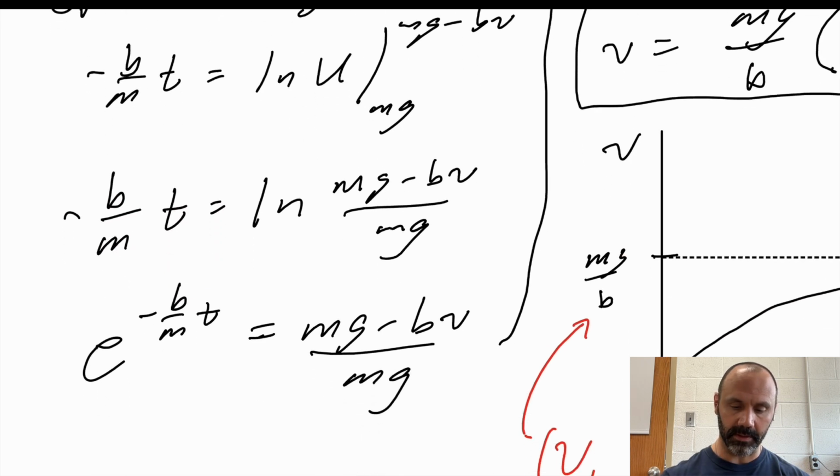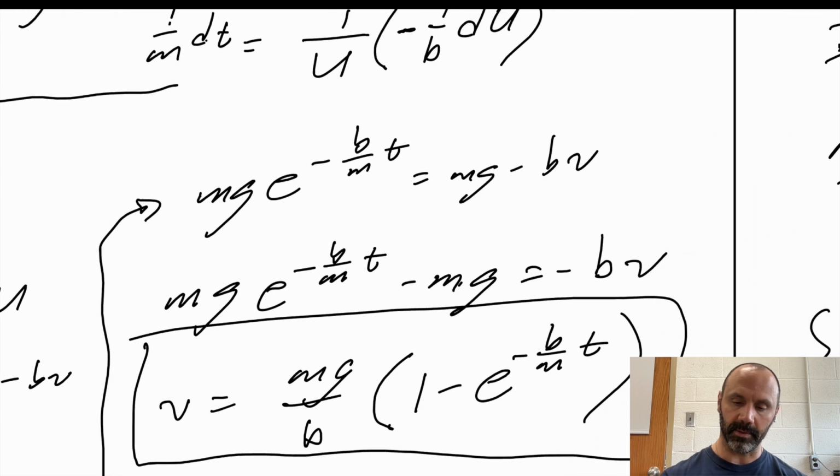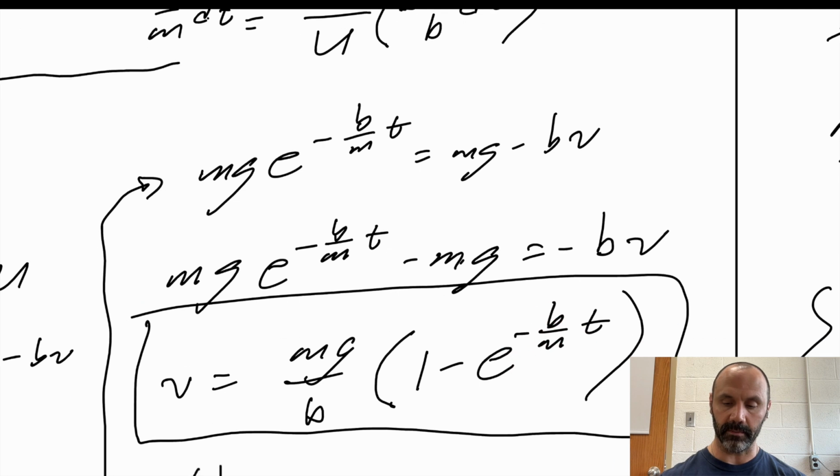Negative b over mt, so on that side. Now, I'm trying to solve for v at this point. I'm just solving for v. In order to get v out of here, I exponentiate both sides. So e to the negative b over mt equals mg minus bv over mg. Again, I'm still just trying to solve for v, and now I'm going to follow this going up to here, right? So I multiply mg to both sides, just do a little bit of algebra, right? So then I subtract mg over to this side, negative, divide by b, factor out mg, and we end up with mg over b times 1 minus e to the negative b over mt.